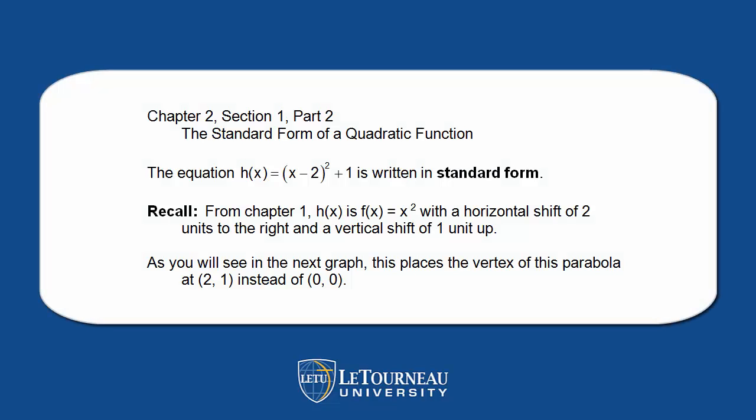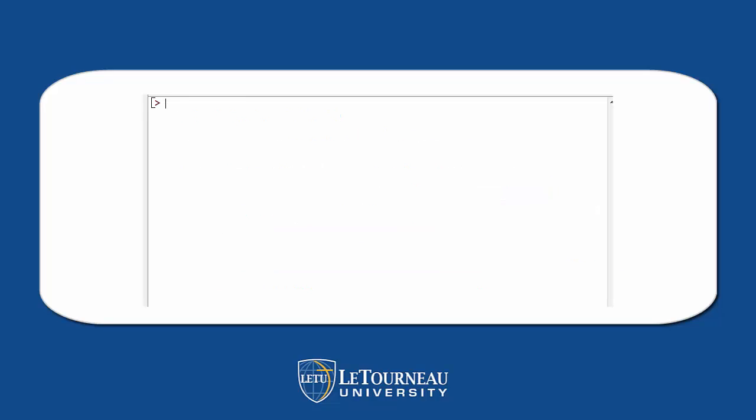We're going to start our study of quadratic functions with what is known as the standard form. Now, you remember seeing this in a previous chapter. The -2 means we have a horizontal shift. The +1, we have a vertical shift. In this, as you will see in the next graph, that means that we have the vertex of the parabola at 2, 1 instead of 0, 0 like in the last video.